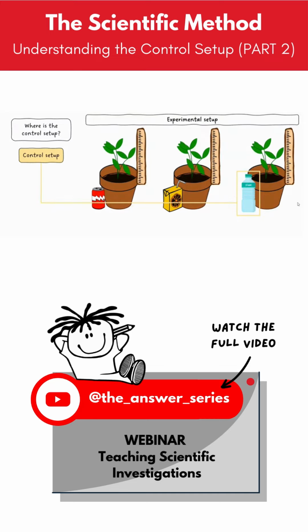Another way I like to think of the control is that it's the setup where nothing out of the ordinary is going to happen. So here we have a plant, it's receiving water. That's kind of the basic functions or the basic setup for any plant to survive. We're actually here not investigating the effect of the water. We're investigating the effect of other liquids besides water on the height of the plant. That's why the water represents our control.